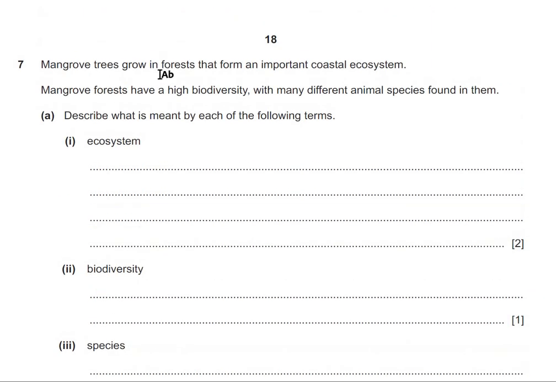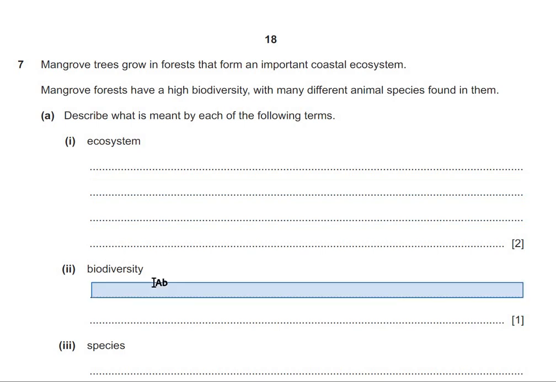Let's read question number 7. Mangrove trees grow in forests that form an important coastal ecosystem. Mangrove forests have a high biodiversity with many different animal species found in them. Describe what is meant by each of the following terms. So they are just asking for the definitions of these words.